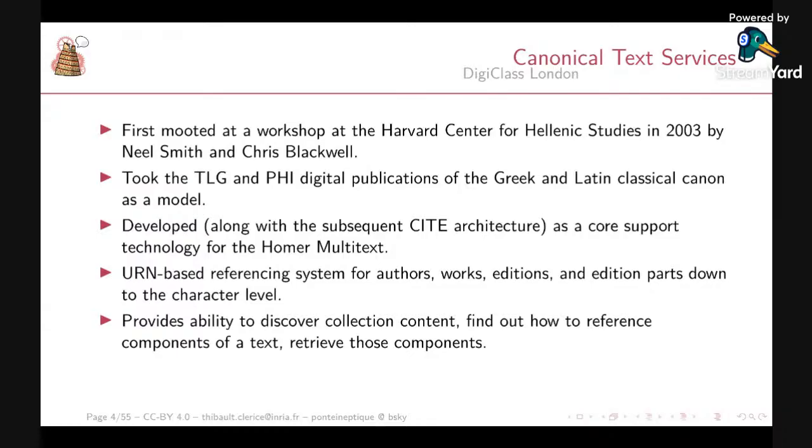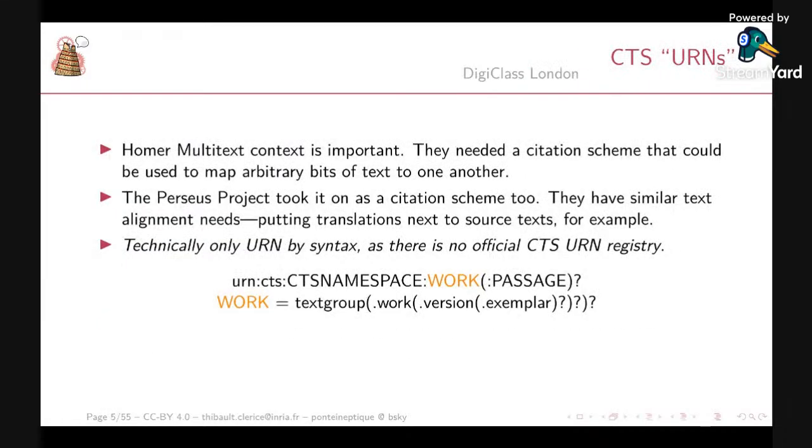One of the other things it did was provide an ability to discover collection content. So it had a way, a little like OAI-PMH for those who know it, to browse a collection and to know what is in the text repository that was using Canonical Text Services. The Homer Multitext context is important. It was not born to be a standard, it was born to be used in the Homer Multitext context.